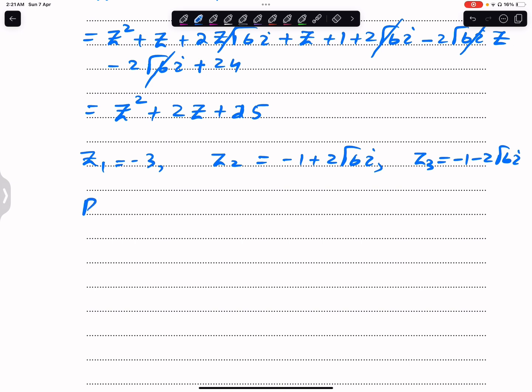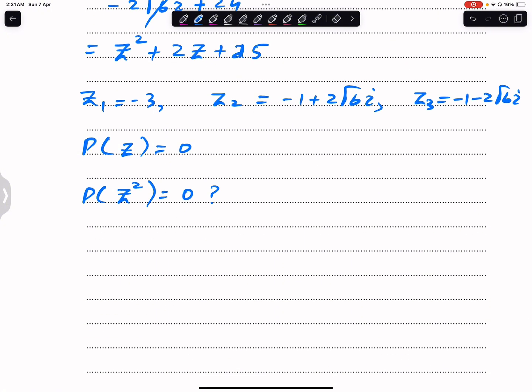So these are the roots of p(z) equal to 0. But we need to find the roots of p(z²) equal to 0. So what you will do is put z² equal to these roots. z² is equal to these roots. So first, z² is equal to minus 3.